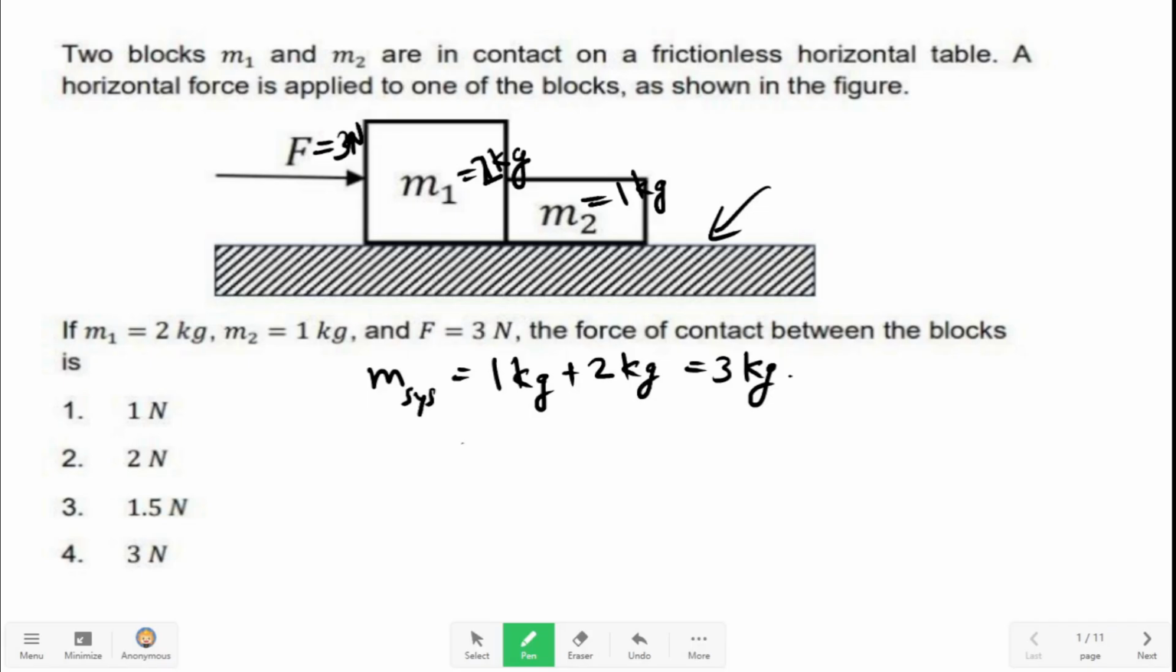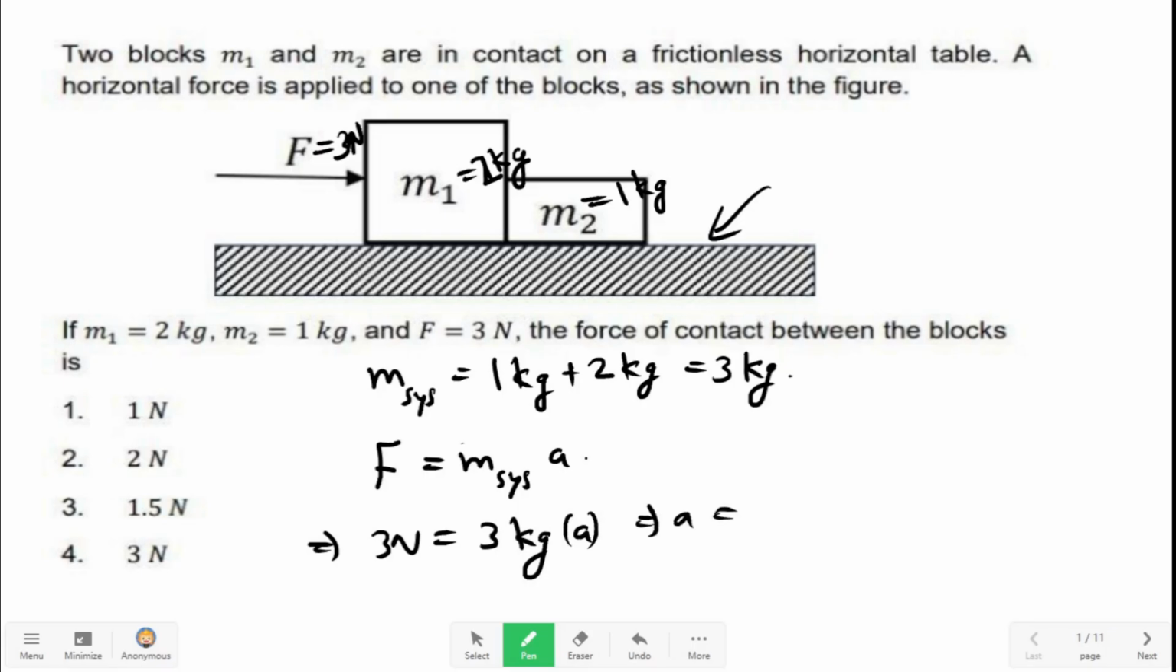When we apply Newton's second law on the whole system, we have F is equal to M system times A. This implies 3 N is equal to 3 kilogram times A. This implies A is equal to 3 N divided by 3 kilogram, which is equal to 1 meter per second square. This is the acceleration of the whole system.